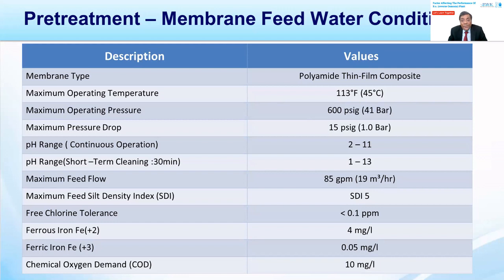The maximum operating pressure of the membrane is 41 bar, maximum pressure drop 15 PSI, and the pH range should be between 2 to 11. There is also a short-term pH range during cleaning. Sometimes we require acid cleaning, sometimes alkaline cleaning, for various types of fouling. For a shorter duration, as mentioned, for 30 minutes, you can clean the RO membrane by keeping the pH at 1 to 13. But for continuous operation, you must ensure that the pH is between 2 to 11.